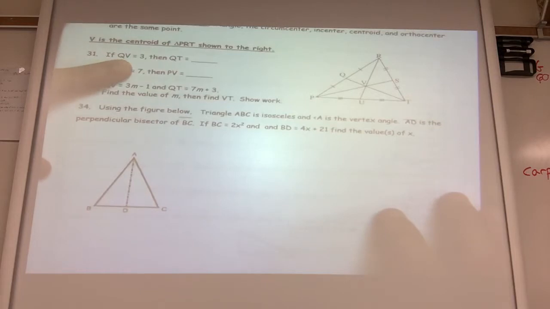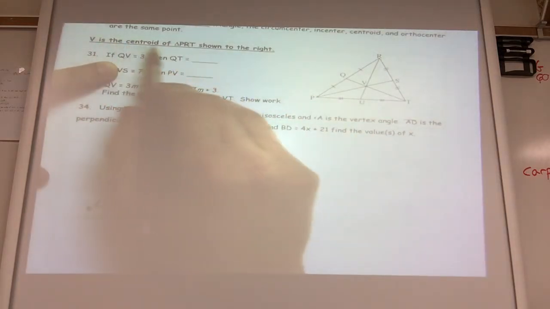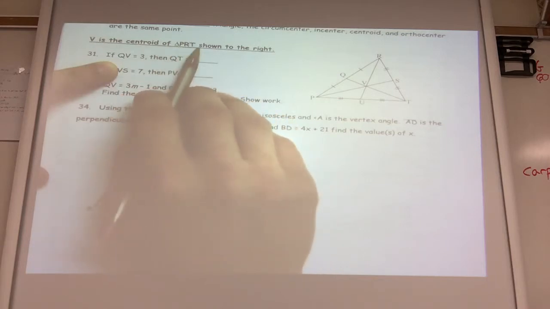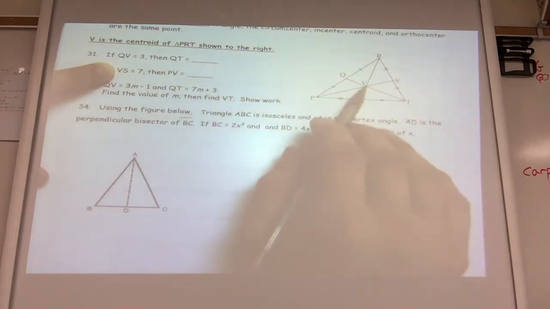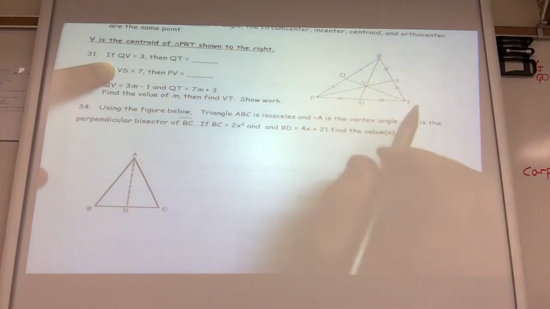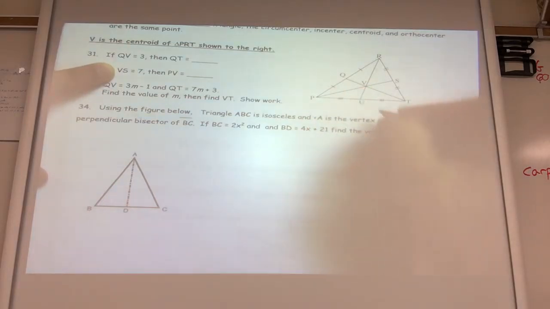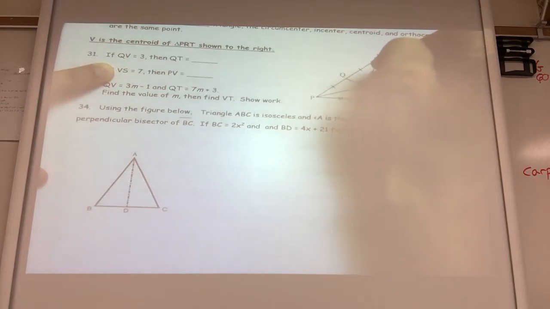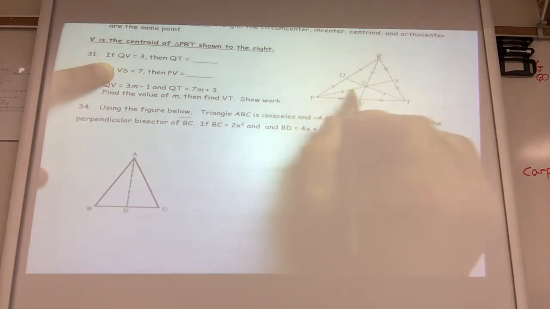All right, so V is a centroid, these are some good questions. So V is the centroid of triangle PRT shown to the right. Remember the centroid is what distance from the vertex to the opposite side? 2/3. So that's a third, that's a third. So 1, 2, 3/3, 1, 2, 3/3, 1, 2, 3/3.